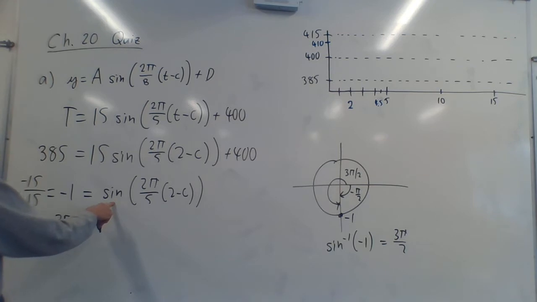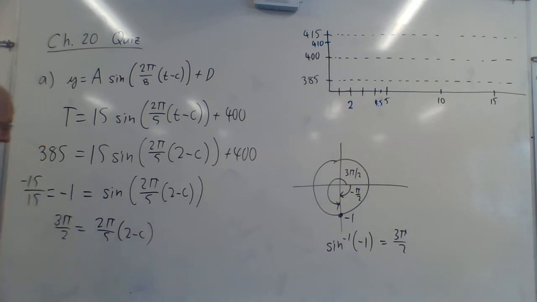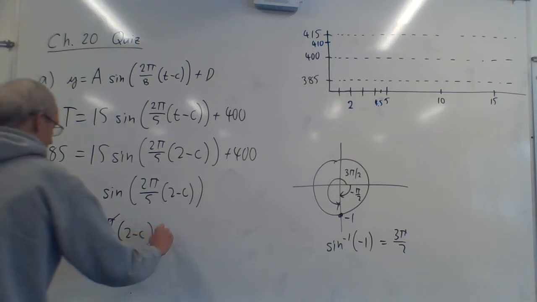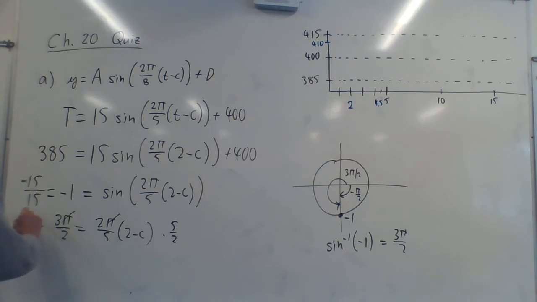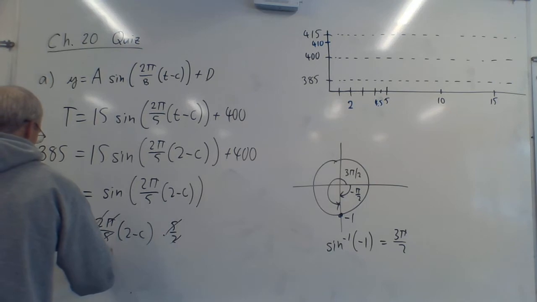3pi/2 equals inverse sine of sine gets rid of it, so we just have what's in the parentheses: 2pi/5 times 2 minus c. All right. Look at that. The pi's cancel. That's nice. 3/2 equals 2/5. So let's see. We want this. So let's multiply both sides by 5/2. That cancels out the 2 and the 5. I'm going to put this on the left because we want the c. So 2 minus c equals, let's see over here, we have 15 divided by 4.